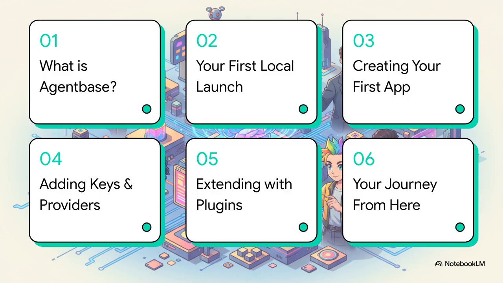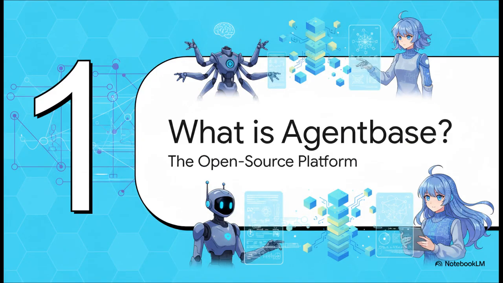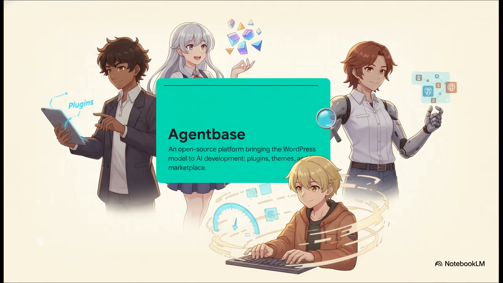Let's do it. All right, first things first, what exactly is Agentbase when you get right down to it? At its core, Agentbase is an open source platform that's all about making AI development way faster and a whole lot simpler. It takes that amazing WordPress model, plugins for new features, themes for the look and feel, and a marketplace to find everything, and just applies it to building AI products. It really lowers the barrier to entry so you can prototype and launch your ideas incredibly fast.